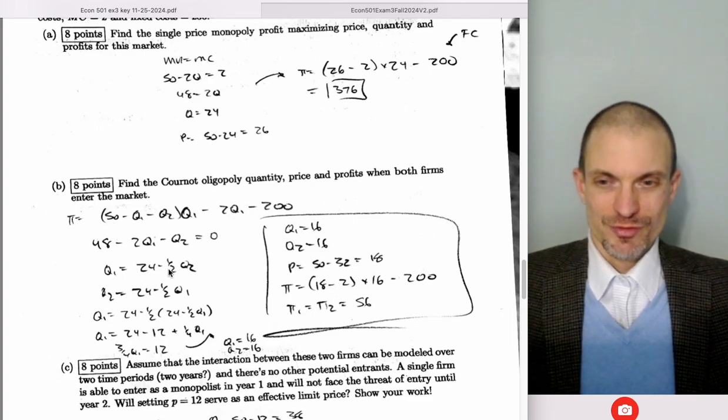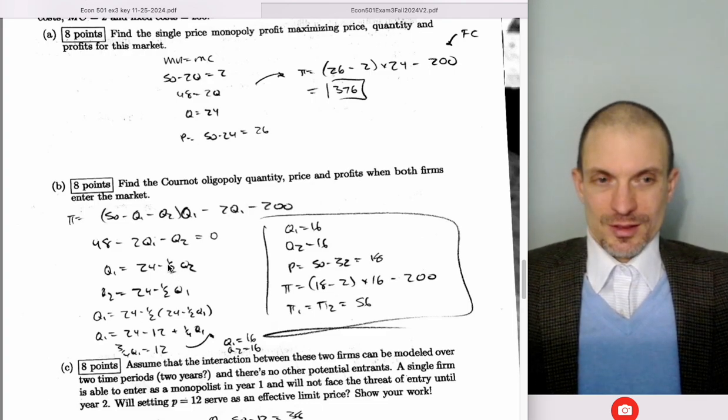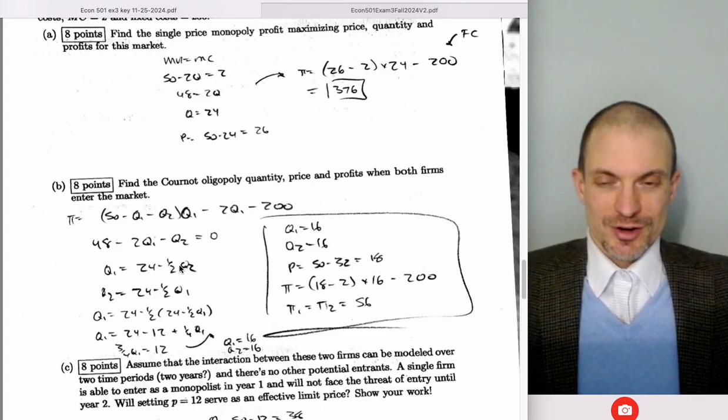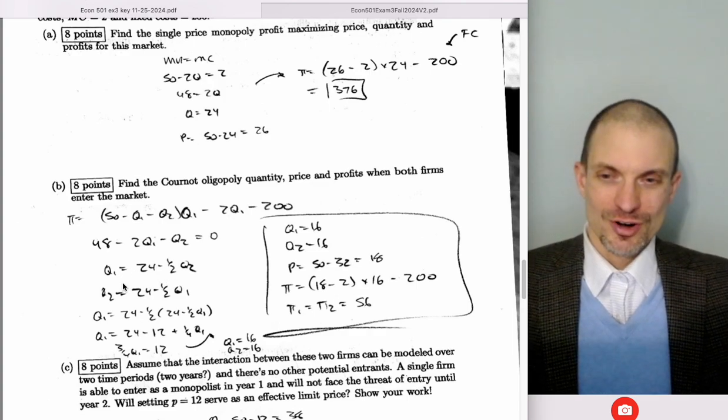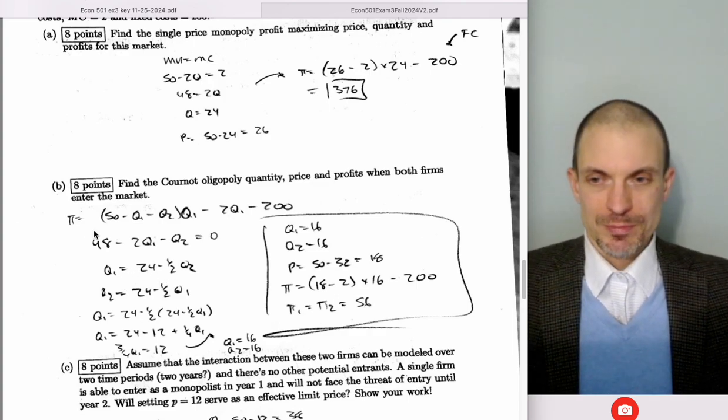Q1 is equal to 24 minus 1/2 Q2. That's because then I don't have all these division bars flying around when I'm trying to substitute and then solve my system of reaction curves. I didn't rewrite the problem from the perspective of firm 2 because we had symmetry.